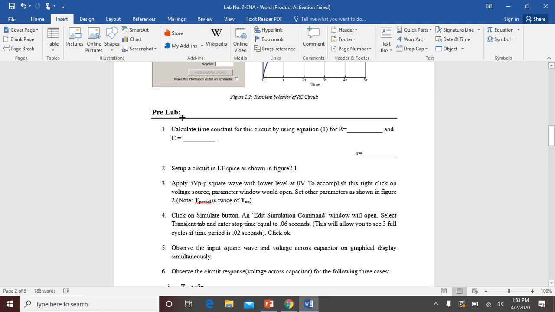So, coming back towards the lab, the first part of the lab is the pre-lab. In the pre-lab, let's just read it out once. Calculate the time constant for this circuit by using equation 1. Equation 1 is tau equals RC, for R equals dash and C equals dash.